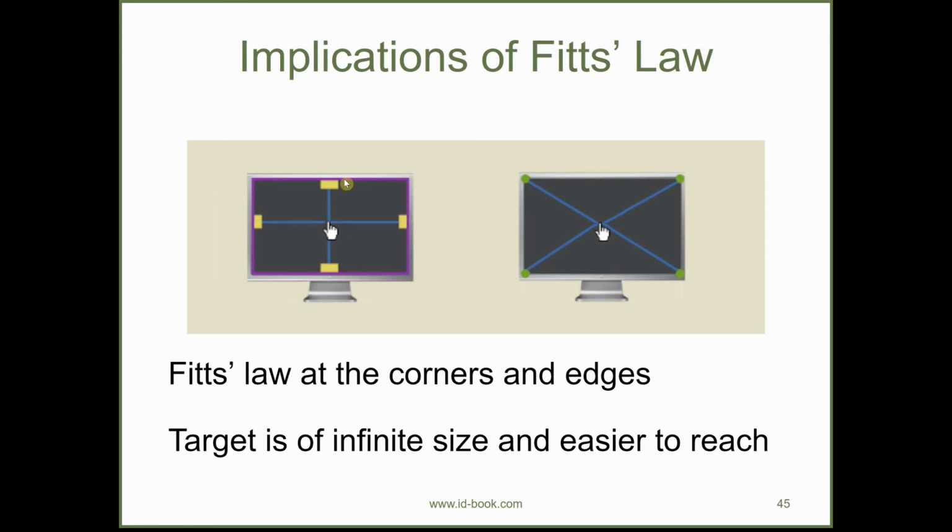Okay, so anything that you're going to place along the edge, or in the corners of a screen, is going to be very easy to reach. And this is the reason we place some important buttons in the corners. So for example, let's say the Microsoft Office menu is always at the top along the edge because it's going to be very easy to reach. And similarly, the close and minimize buttons of the window are also placed in the corners because those locations are easier to reach. So even though those buttons end up being very, very small, just because their location is easier to reach, they are faster to reach.